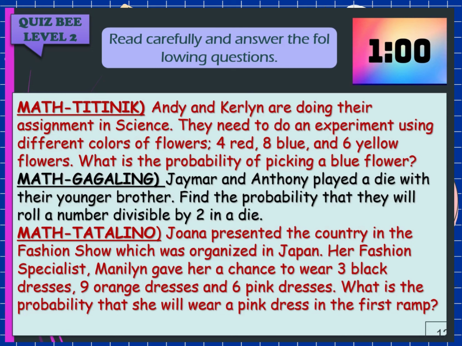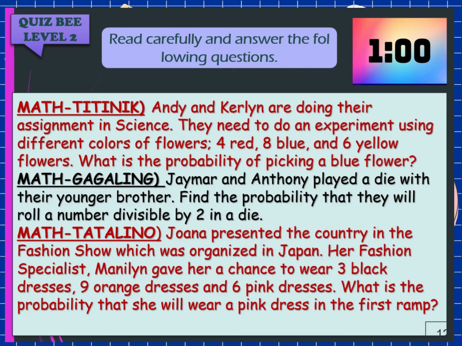Andy and Kerlin are doing their assignment in science. They need to do an experiment using different colors of flowers: 4 red, 8 blue, and 6 yellow flowers. What is the probability of picking a blue flower? For the Matgagaling, Jaymar and Anthony played a die with their younger brother. Find the probability that they will roll a number divisible by 2 on a die.